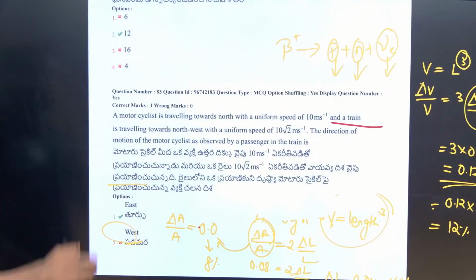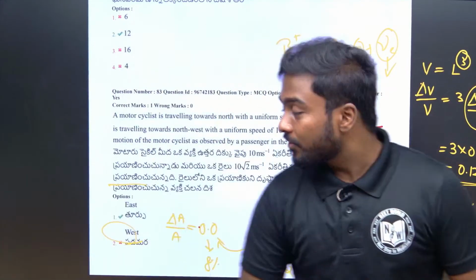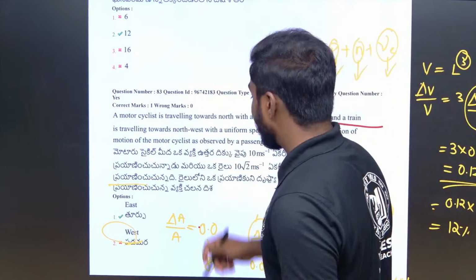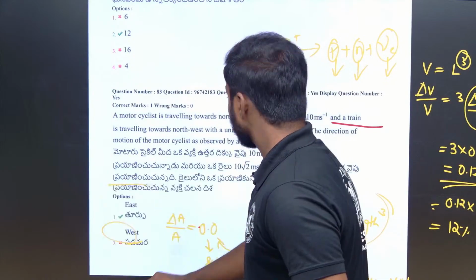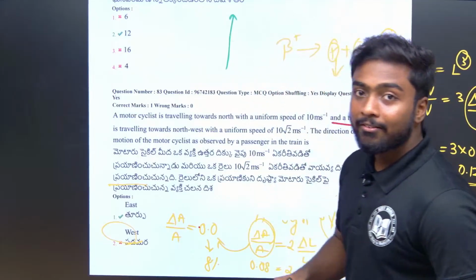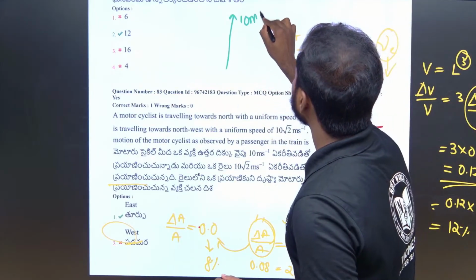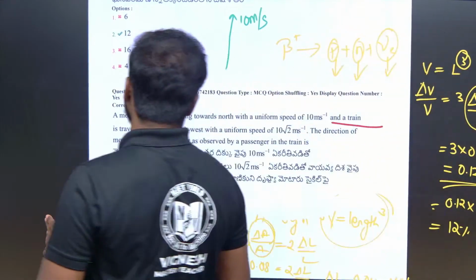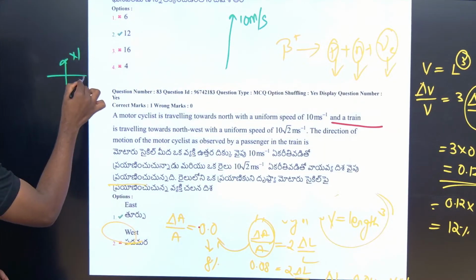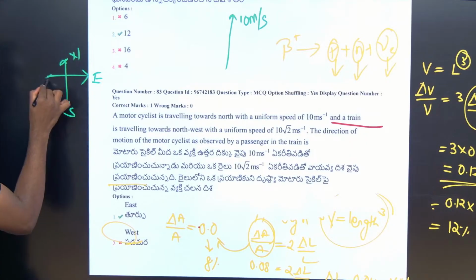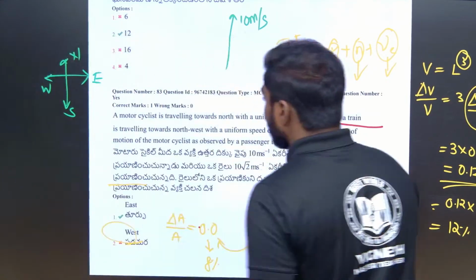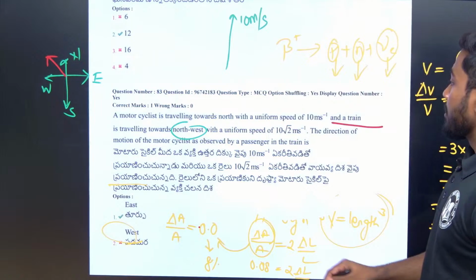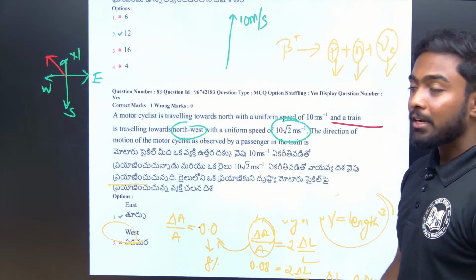Okay. So a motorcyclist is traveling towards the north with uniform speed of 10 meter per second. So they are saying that a motorcyclist is traveling north with 10 meter per second, and the train is traveling towards the northwest. First of all we'll see, this is north, this is east, south and west. When we are talking about the northwest, it will be in this direction. So it is 10√2 meter per second.